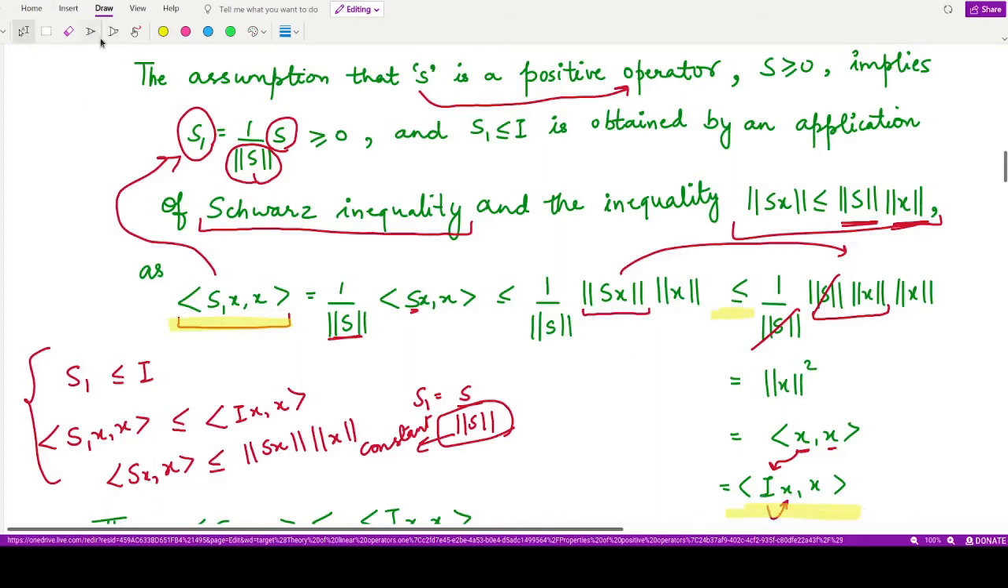So that means this operator S1 is less than or equal to the identity operator. So the result for n equal to 1 is done.